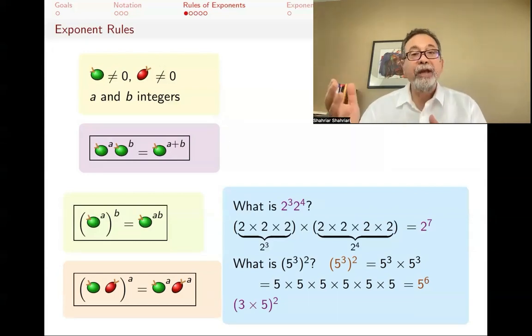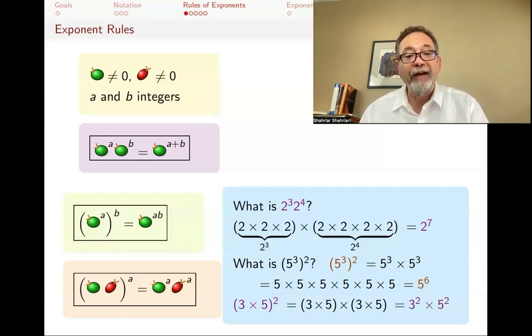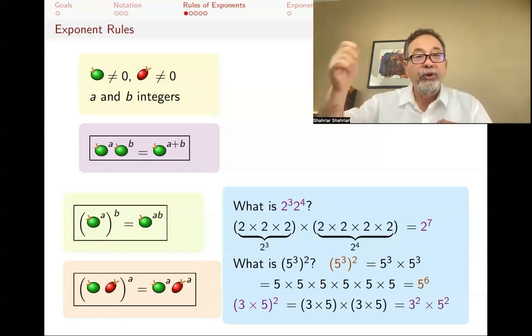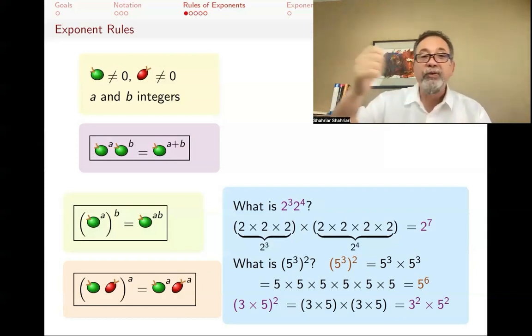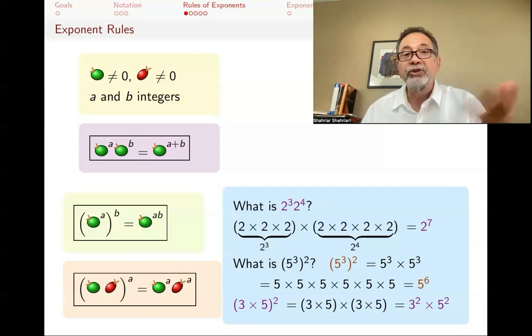3 times 5 squared. Anything squared is that thing times itself. So I have 3 times 5 times 3 times 5. So you can multiply the 3's together, then the 5's together, then multiply the result. And so you get 3 squared times 5 squared. And you see that that exponent 2 became the exponent for 3 and 5, just like the rule. So again, if you don't remember these rules, not much is lost. All you do is try a simple example.